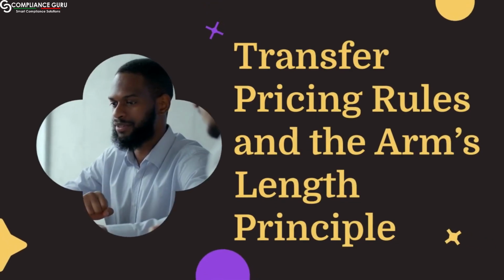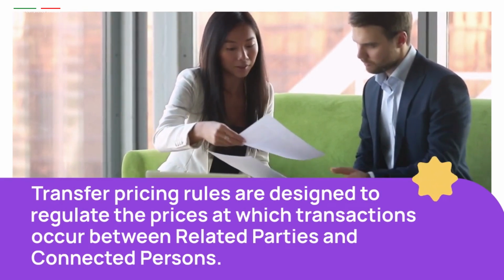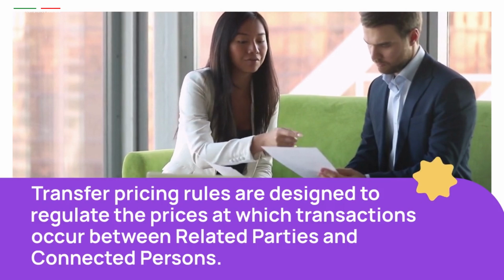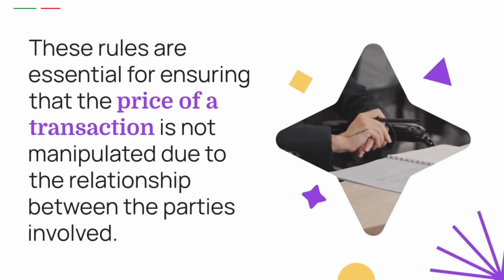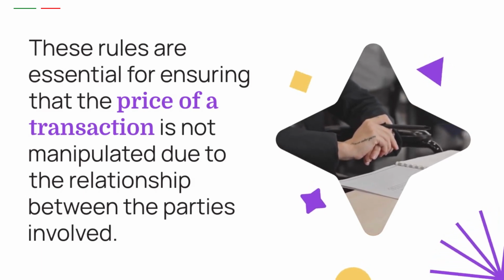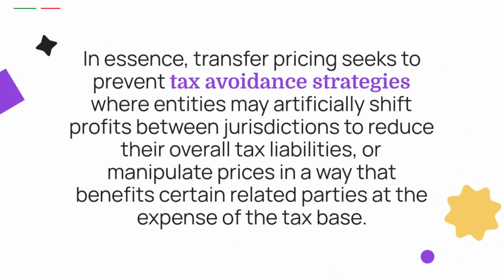Transfer pricing rules and the arm's length principle. Transfer pricing rules are designed to regulate the prices at which transactions occur between related parties and connected persons. These rules are essential for ensuring that the price of a transaction is not manipulated due to the relationship between the parties involved. In essence, transfer pricing seeks to prevent tax avoidance strategies where entities may artificially shift profits between jurisdictions to reduce their overall tax liabilities, or manipulate prices in a way that benefits certain related parties at the expense of the tax base.